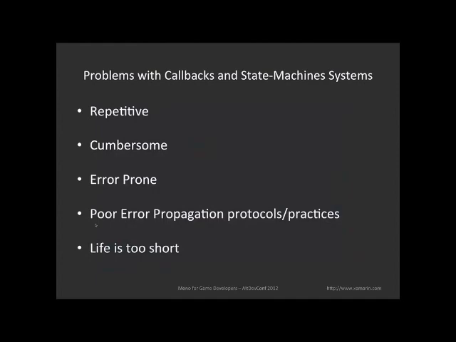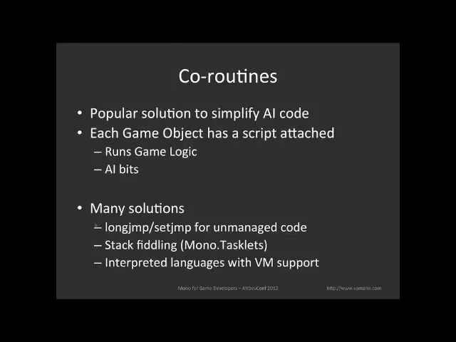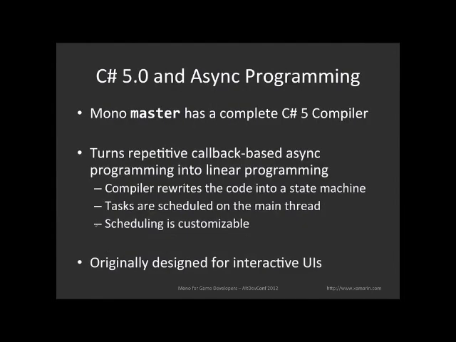Although there are many options on how you can solve these problems, a common approach followed by game developers is to use coroutines. I'm not going to go into all the possible solutions with coroutines. You should get the slides later and look at the backup slides at the end of this presentation for more information. But I'm going to talk about a particular technique that is now available with C# 5, which we find fascinating, and that is async programming.